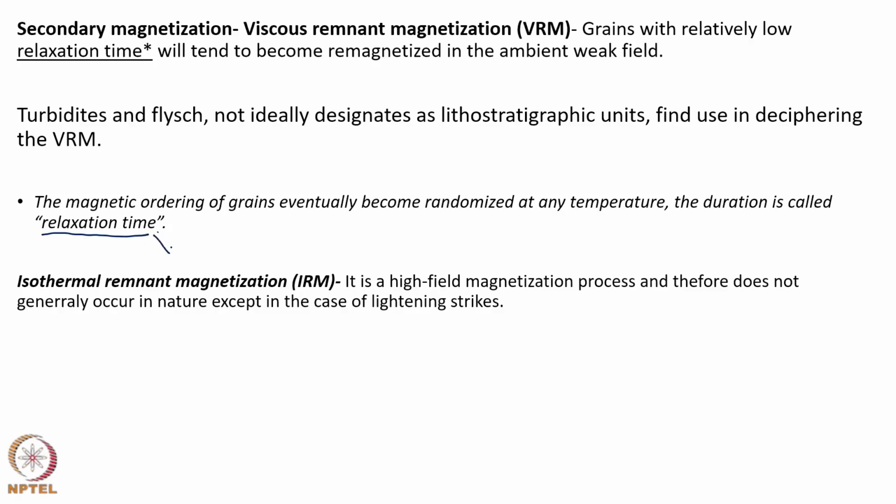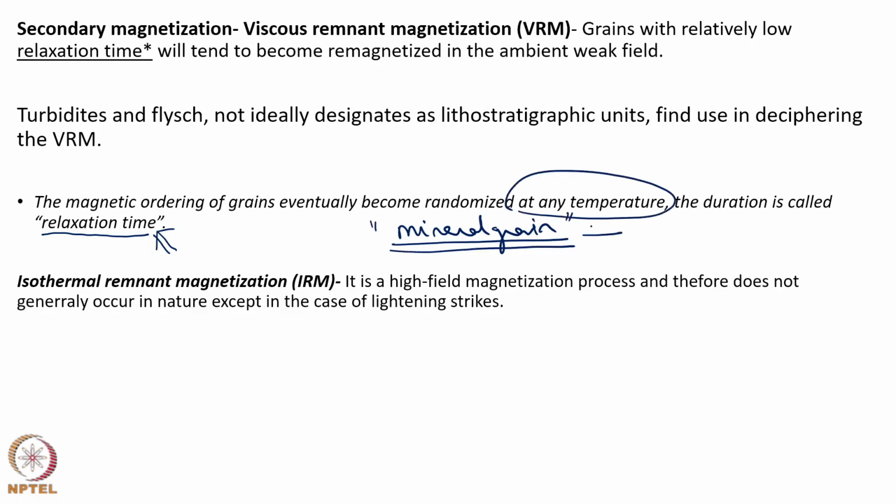Let us understand what is relaxation time. The magnetic ordering of grains eventually becomes randomized at any temperature. The duration is called relaxation time. Suppose there is a mineral grain and it has been magnetized. Now, if it is left like that at any temperature, slowly it will lose its magnetization, and the duration of losing magnetization is called the relaxation time.